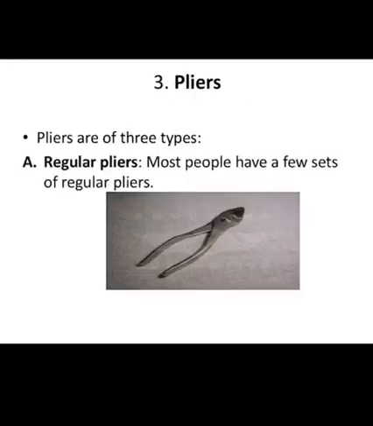Number three, pliers. Now, pliers are of three types. Okay, we have three main types of pliers. Number one, a regular plier. Most people have a few sets of regular pliers. These are very regular and very basic. Okay, you can use them anywhere. So they are very basic.